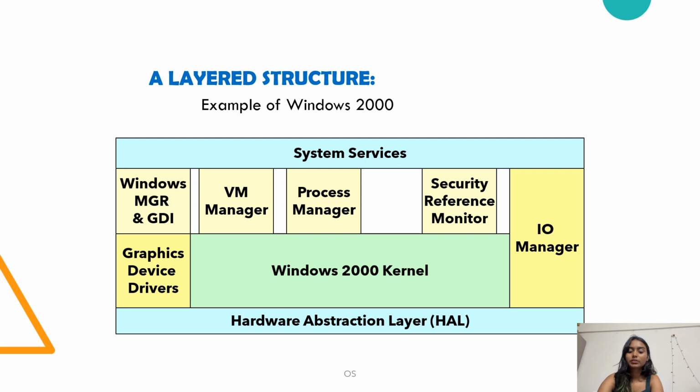So here is a layered structure, example of Windows 2000, where we can see system services, then Windows MGR and GDI, VM manager, process manager, security reference monitor, and graphics device drivers, Windows 2000 kernel, input output manager, and at last there is a hardware abstraction layer, HAL.